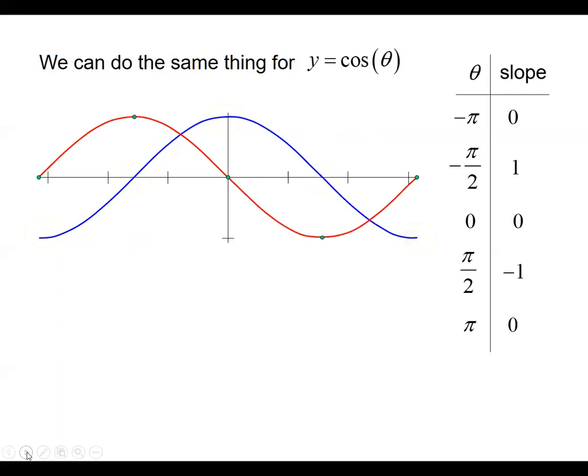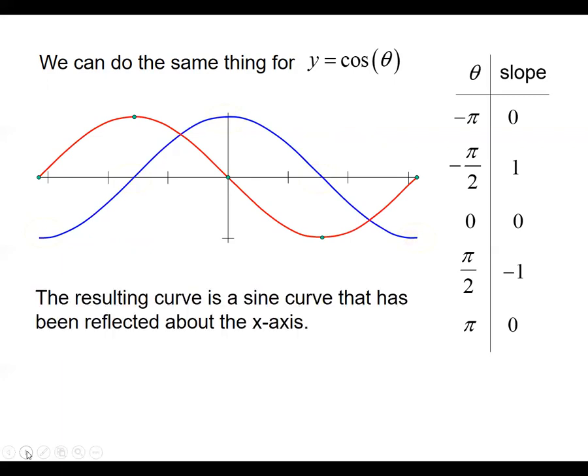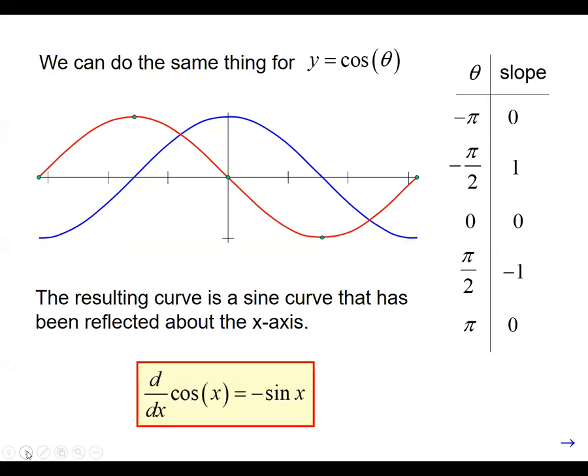You might have thought it would be the sine function, but it's not. It's actually a reflection of the sine function, so it's the negative sine function. The derivative of the cosine function is the negative sine function. That's worthy of going on our foldable.